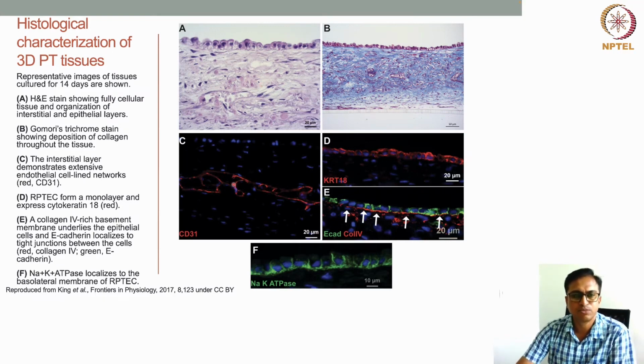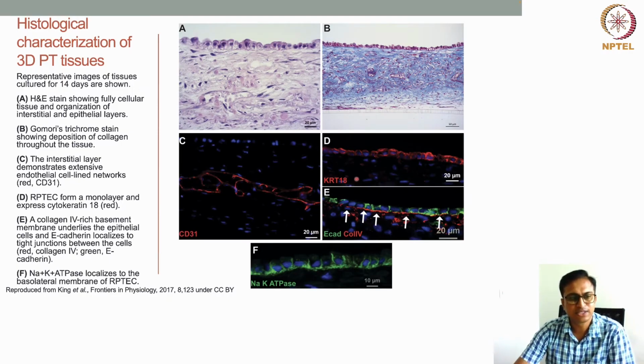And then B is Gomori's trichrome stain showing the deposition of collagen throughout the tissue. So the CD31 is basically for the vascular tissue, and everywhere else is the trichrome stain that shows you the blue color, that is the collagen deposition everywhere throughout the tissue by the cells present in this particular tissue. C is the interstitial layer demonstrating the extensive endothelial cell line network. So these are the endothelial cell line network, and that is creating the vascular network within this interstitial tissue. That is why it can be seen with the CD31 stain.